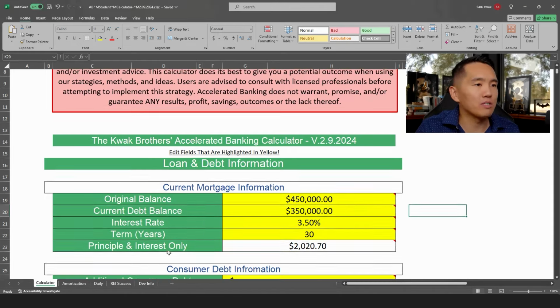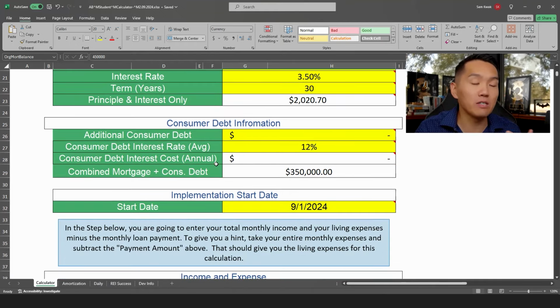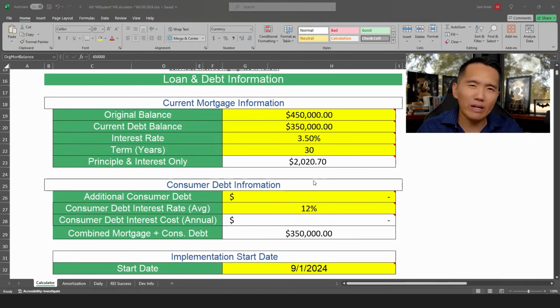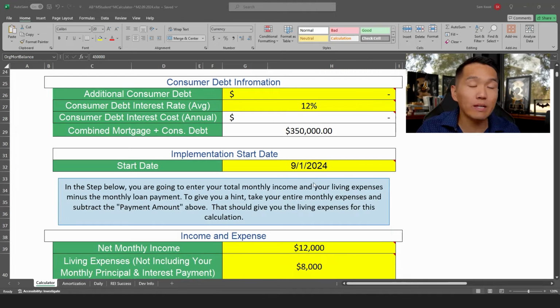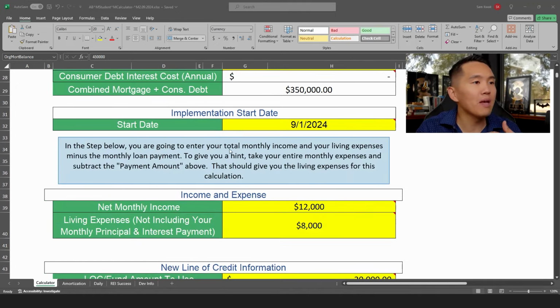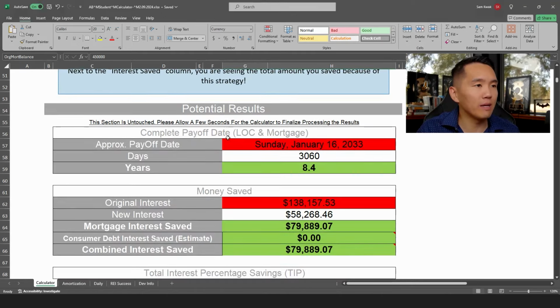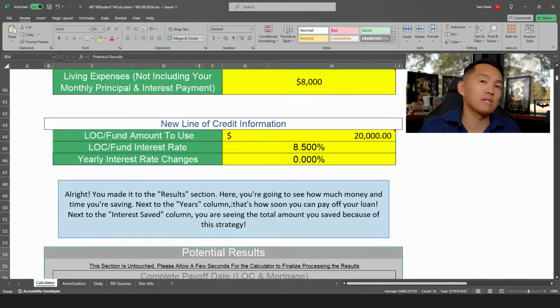Here we are, the Kwok Brothers Accelerated Banking Calculator. The first tab of this calculator is all variables and assumptions that I'm going to put in. I'm just going to scroll down and quickly show you what we're inputting here in the calculator and what we are assuming. So we have our mortgage information, any other consumer debt, start date, income and expenses, line of credit information, and then ultimately a section dedicated to giving us the potential results.